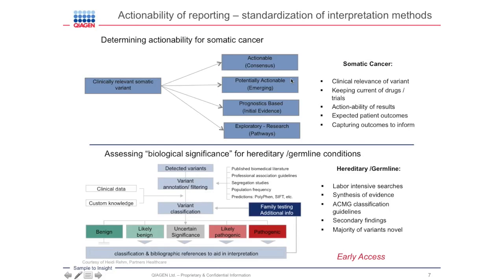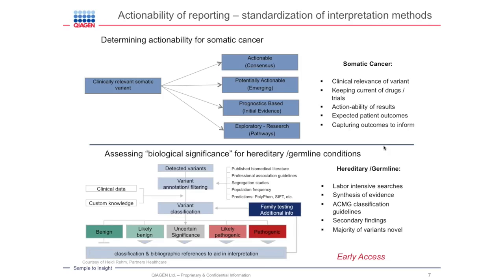How do we achieve this automation and interpretation? The way to achieve that and allow you to find and report on actionable variants is using standardization rules and interpretation methods. So if we take, for example, somatic cancer, which is what we'll be discussing during the demo today, you have clinically relevant variants for somatic cancer. They could be actionable or consensus variants. They could be potentially actionable or emerging variants. It could be based on initial evidence, so more used for prognosis-based types of variants, or exploratory and research pathway types of variants.